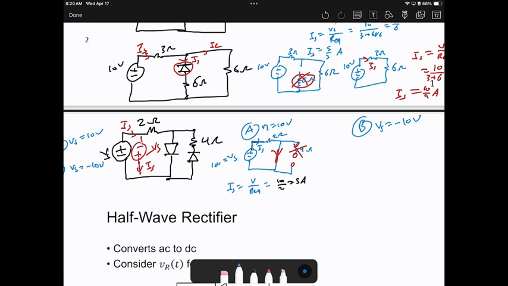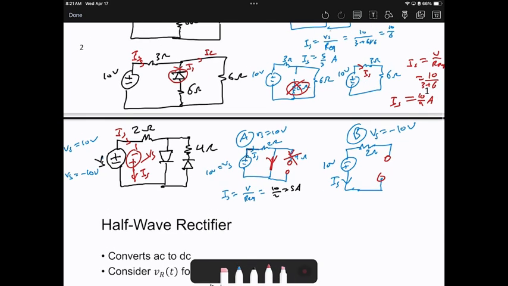So the circuit will look like this. Here's negative, positive, 10 volts. Then IS is flowing here. Here is the 2 ohm resistor. Then this diode will be blocked because the current is going this way. Going up, it will be blocked by the first diode. The second diode will be a short circuit because the current is flowing here.